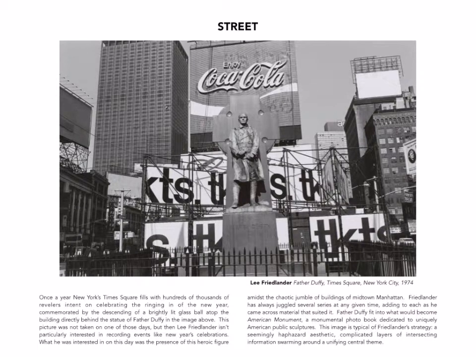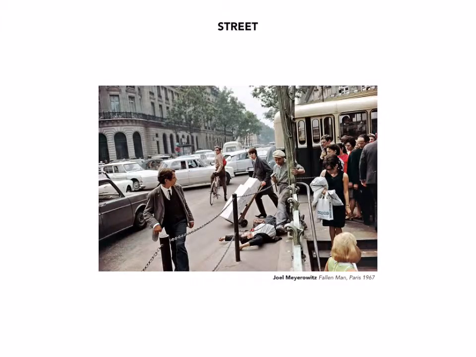This image is typical of Friedlander's strategy, a seemingly haphazard aesthetic, complicated layers of intersecting information swarming around a unifying central theme. This is a photograph by Joel Meyerowitz of a man who has fallen in the street in Paris.